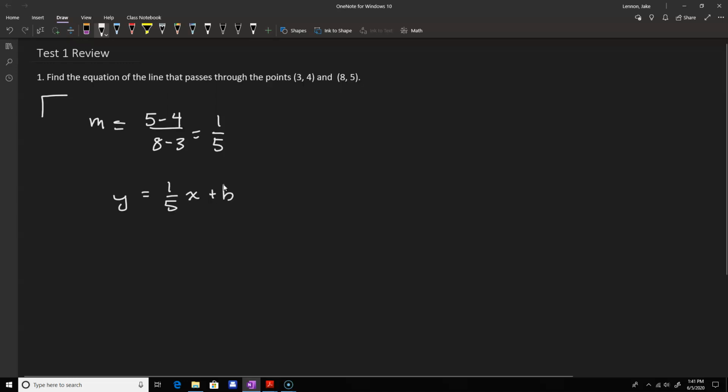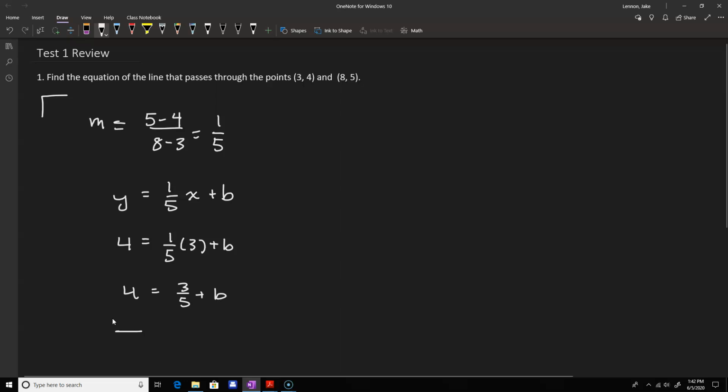plus b, which is the y-intercept. So plug in either of those pairs of points to figure out what b is. I'm just going to plug in 3 and 4. So 4 replaces y and 3 replaces x. So we get 4 equals 3/5 plus b.